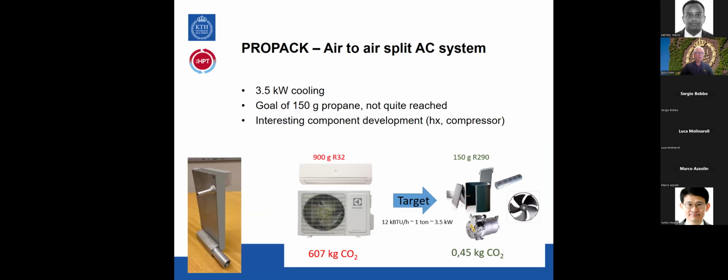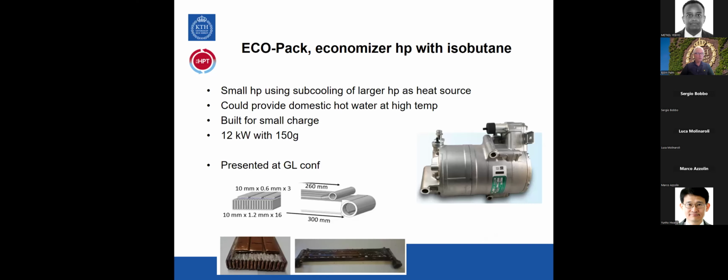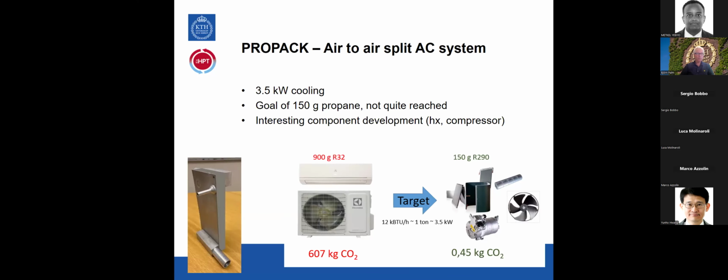In another project called ProPack, which was in a way an extension of the EcoPack project, we instead looked at the air-to-air split air conditioner system. So the goal here was to design a 3.5 kilowatt cooling capacity air-to-air split system with 150 grams of propane in this case. And to the left there, you see a small heat exchanger, which is the prototype internal heat exchanger which we designed for this project.